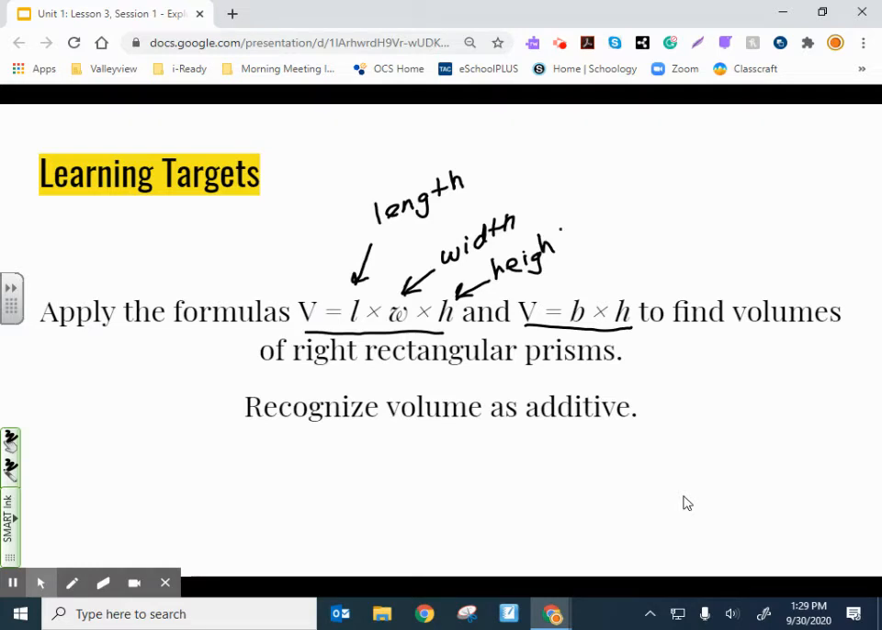Now, what's the same about these two formulas is they do share some letters. You'll notice that both of these have the letter H, so I don't have to identify that in the second formula, but B stands for the base of an object. What we'll learn today is what we mean when we talk about the base of a rectangular prism. In the second part, which we'll get into in later lessons, we recognize volume as additive. That just means if you have a shape made of a couple of different rectangular prisms together, you can find the volume of one and the volume of the other, then add them together. But that'll make more sense in a later lesson.